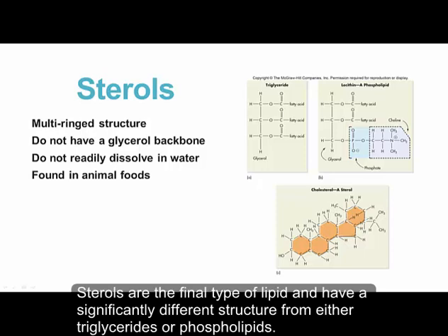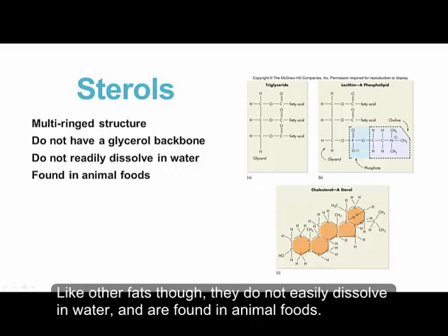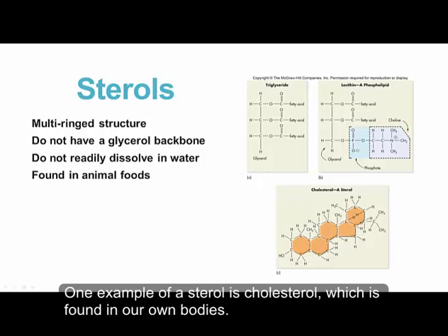Sterols are the final type of lipid that have a significantly different structure from either triglycerides or phospholipids. They have a waxy appearance and a multi-ring structure and do not have a glycerol backbone. Like other fats, though, they do not easily dissolve in water and are found in animal foods. One example of a sterol is cholesterol, which is found in our own bodies.